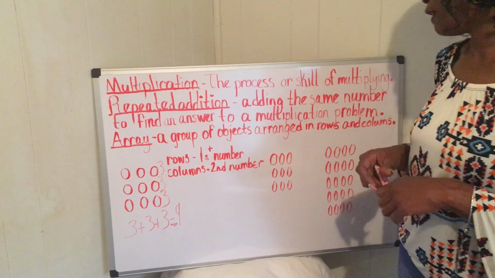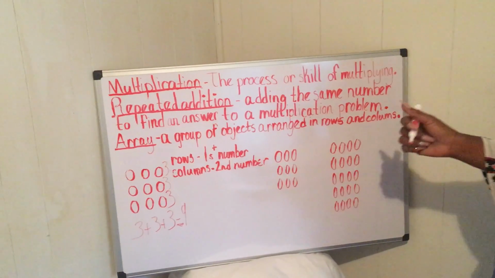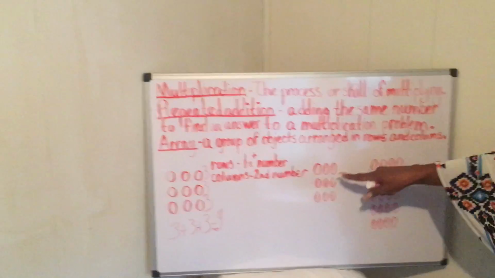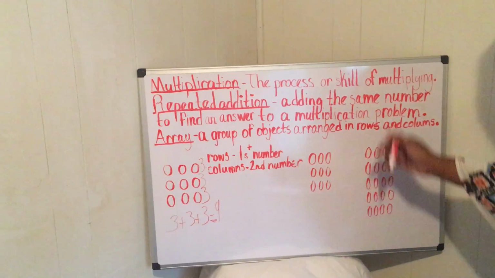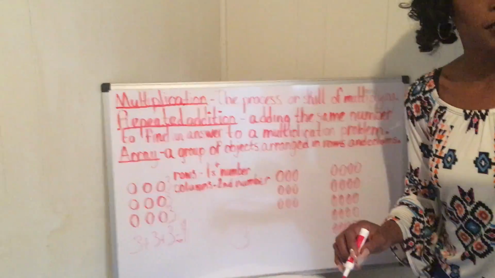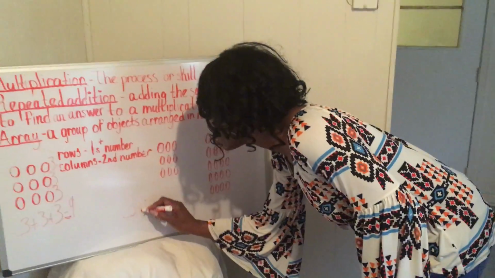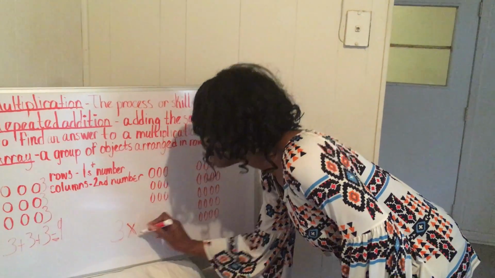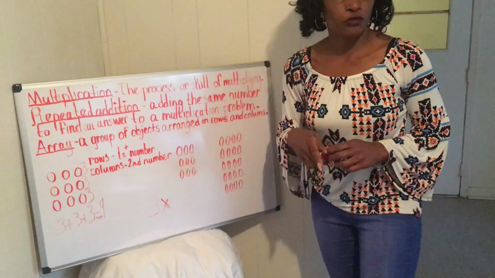Okay? So with that being said, how many rows do we see, Jayla? 1, 2, 3. So my first number is 3, and then we're going to put a times symbol because we're doing multiplication. We're writing a multiplication sentence, okay? Now the second number is represented by what, Amari? Columns. So how many columns do you see here? 3. 3 as well.